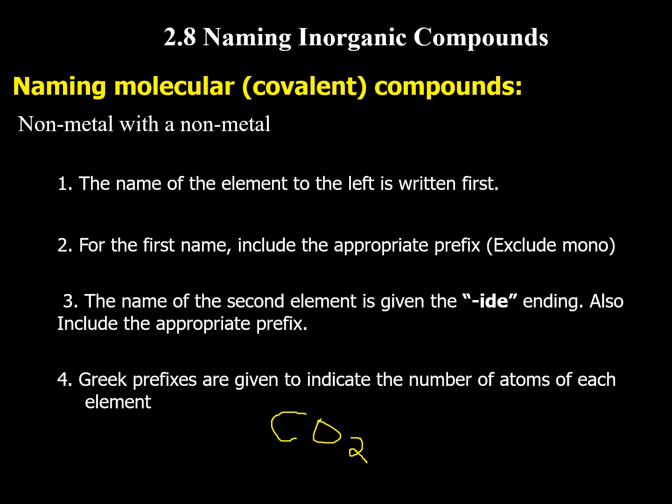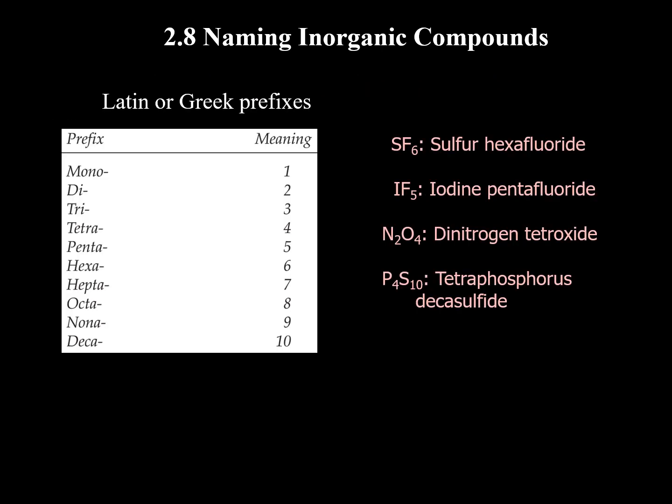We also have to become familiar with our prefixes. Mono, di, tri, tetra, penta, hexa, hepta, octa, nona, and deca. So we have to use these prefixes for nonmetals combining with nonmetals. So in this case, the first one, sulfur hexafluoride, hexa meaning 6, SF6, there's 6 of them.